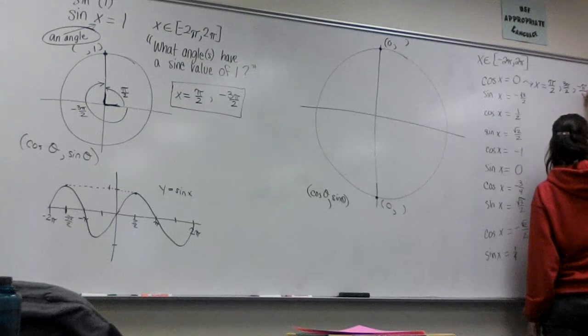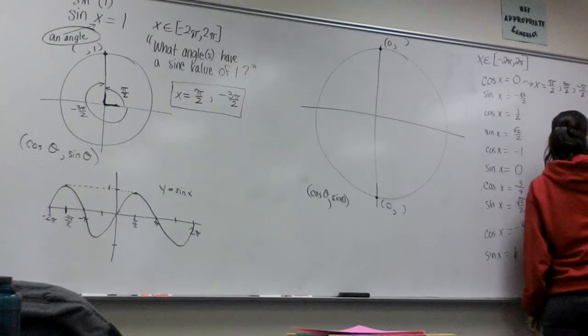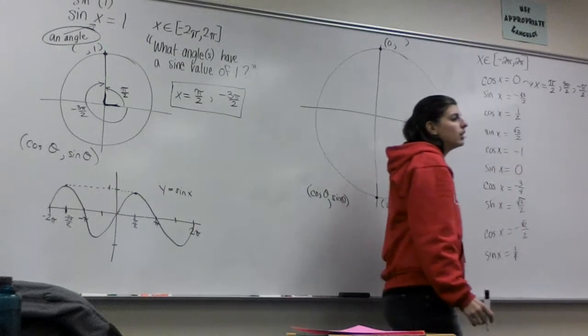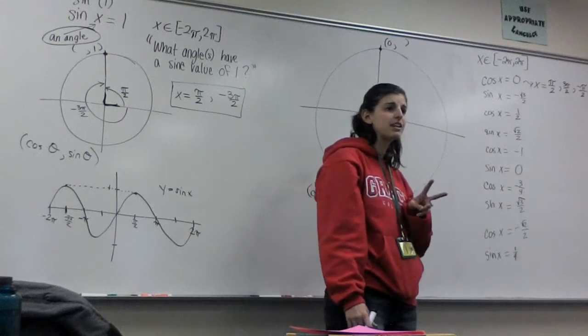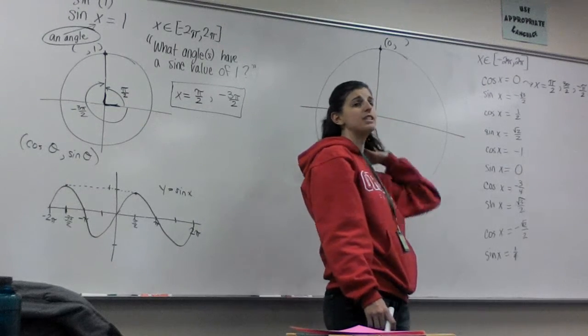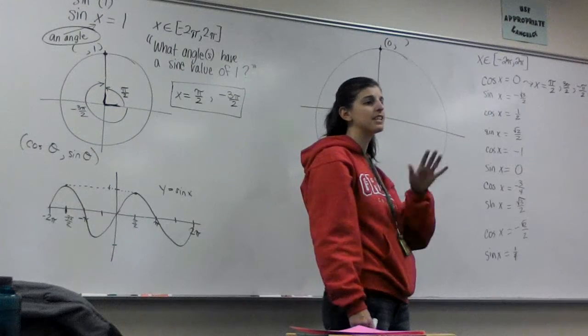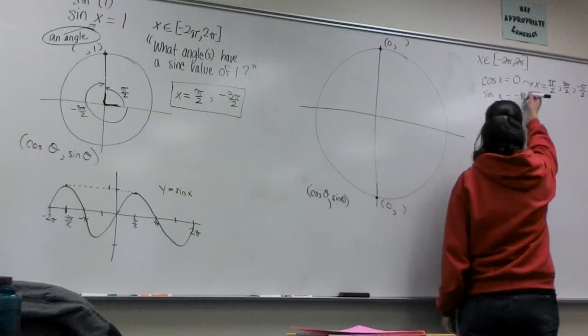I should tell you, they won't always be opposite values. Okay? You should always, in the interval negative 2 pi to 2 pi, you should always have two answers. The question is, do you have more than two answers? You should always have at least one negative and one positive solution. Okay, unless there's no solution, which is possible.